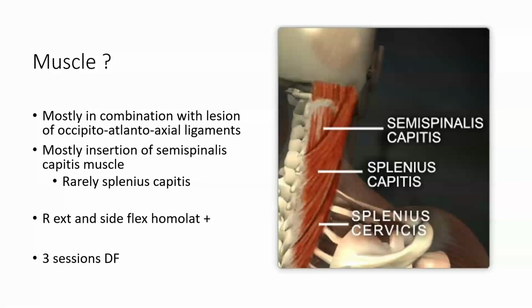For instance, a local muscular problem mostly is in combination with a lesion of the high cervical capsuloligamentous structures, because you don't get a muscular lesion by just doing normal activities. You need a trauma. And if there is a muscular lesion, mostly it's the insertion of the semispinalis capitis.